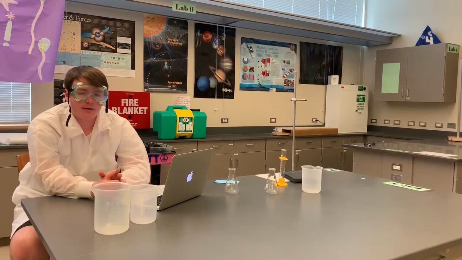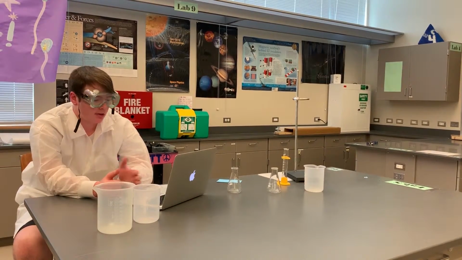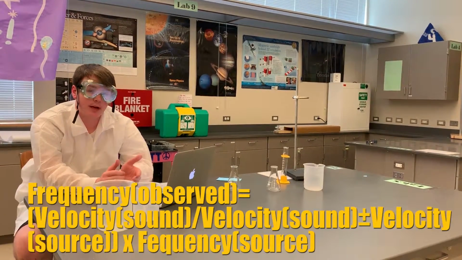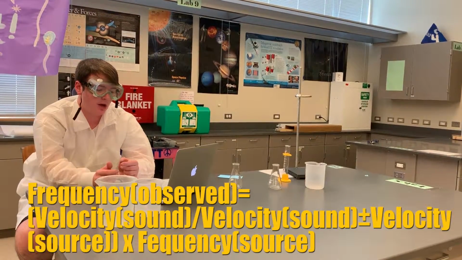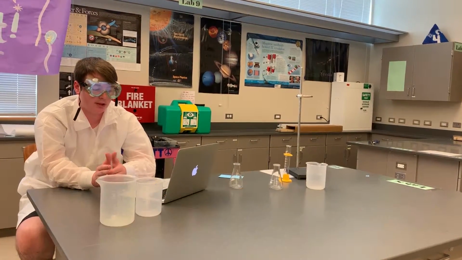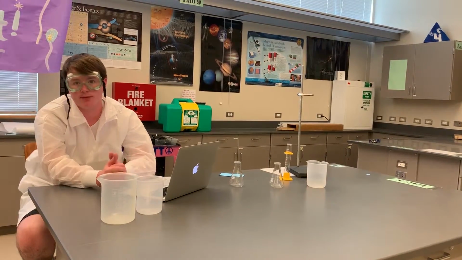We can solve for the observed frequency of an object when it comes to the Doppler effect of sound by using velocity of sound divided by the velocity of sound plus or minus the velocity of the source, all times the frequency of the source, to equal the frequency observed by the person.